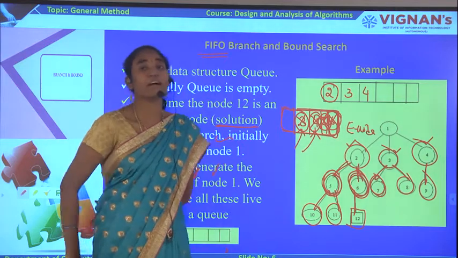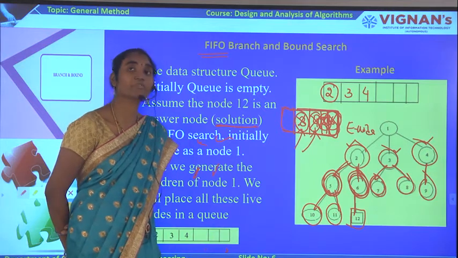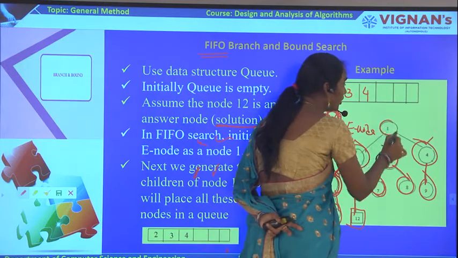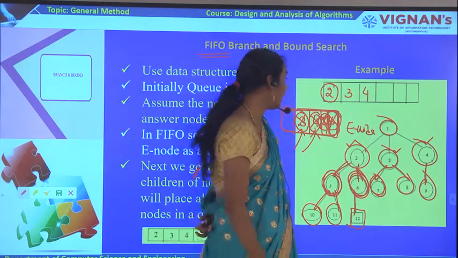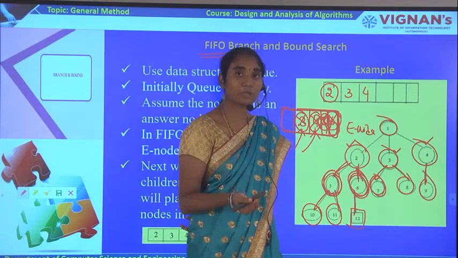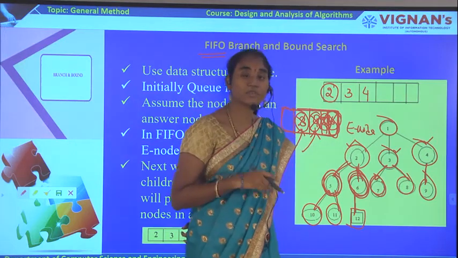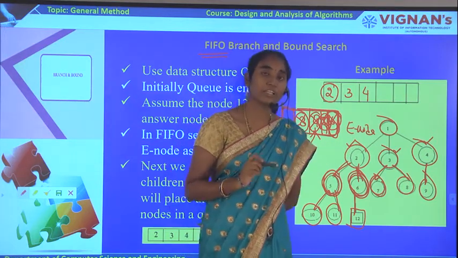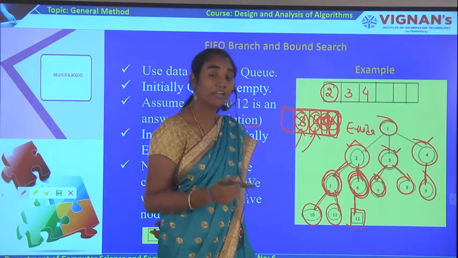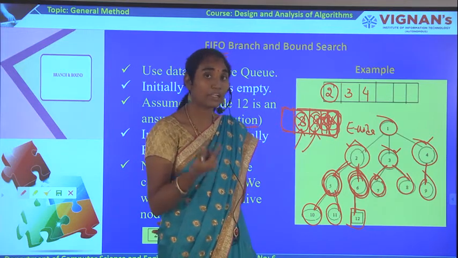So simply I found it, and I'll stop my search. This is how I will apply FIFO branch and bound searching. Initially the root node will be taken as an E node, and that root node has 3 children, which will be put into the queue initially: 2, 3, 4. As the queue follows the FIFO principle, the first element that got into the queue will be deleted, and the deleted element will be the E node for the next level.